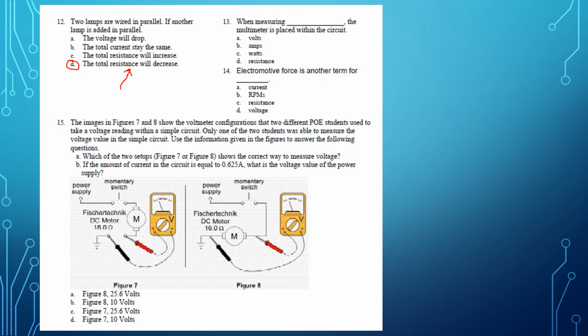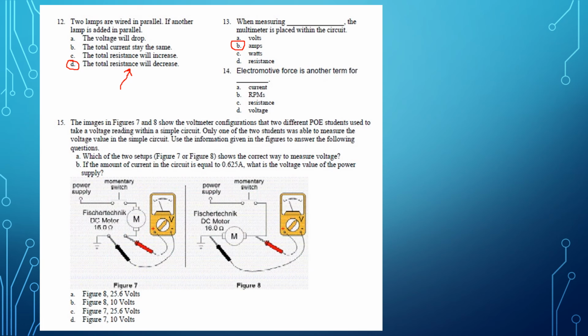Jumping over here to number 13. When measuring amps, the multimeter is placed within the circuit. So the multimeter becomes part of the circuit. If you don't switch over and change your multimeter to amps and actually run the circuit through the multimeter, the circuit becomes part of the multimeter, you will blow the fuse in the multimeter if it's fused. If not, you're going to damage the whole multimeter. So you've got to be really careful on that. Remember, the only one that becomes part of the circuit is when you're doing amperage.